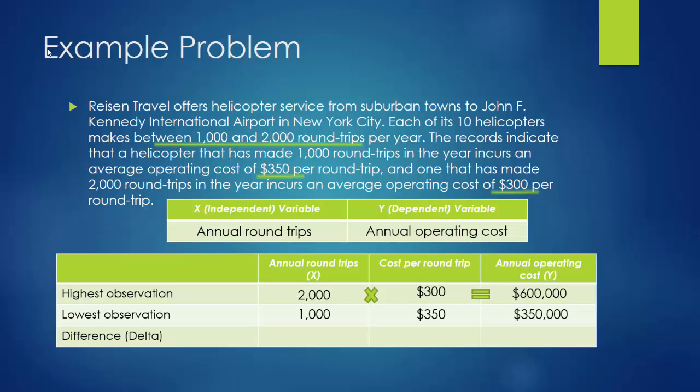So now that we have all our information, essentially what is our highest and lowest value of x and what is our highest and lowest value of y, we can figure out our delta, which is just the difference between the two numbers. The difference between the highest amount of round trips a helicopter makes and the lowest is 1,000, and the difference in annual operating costs from our highest observation and our lowest observation is 250,000.